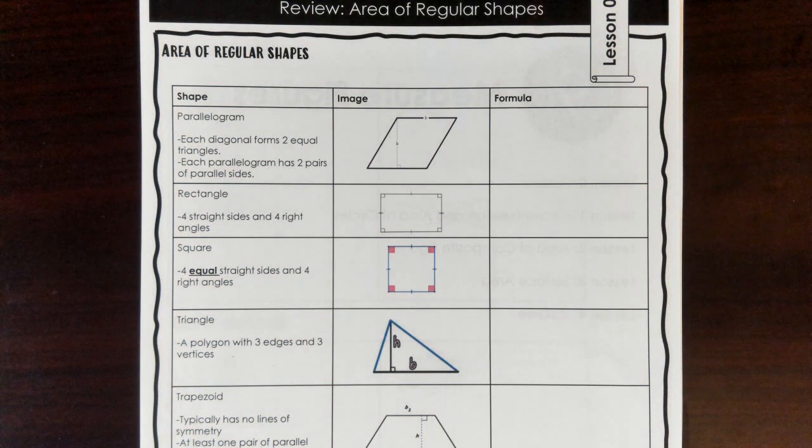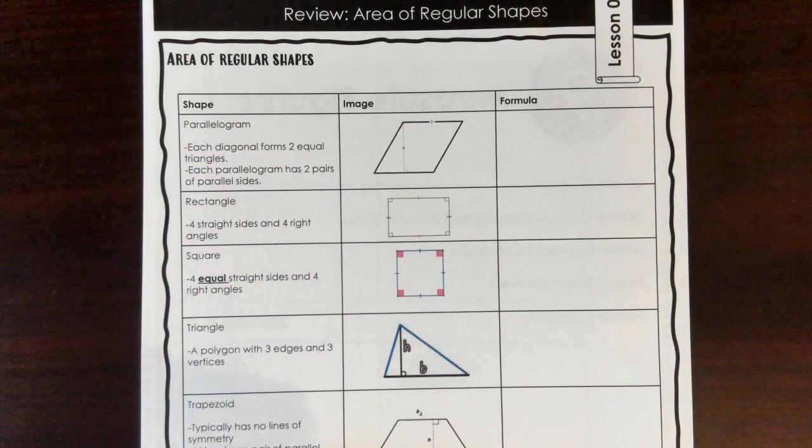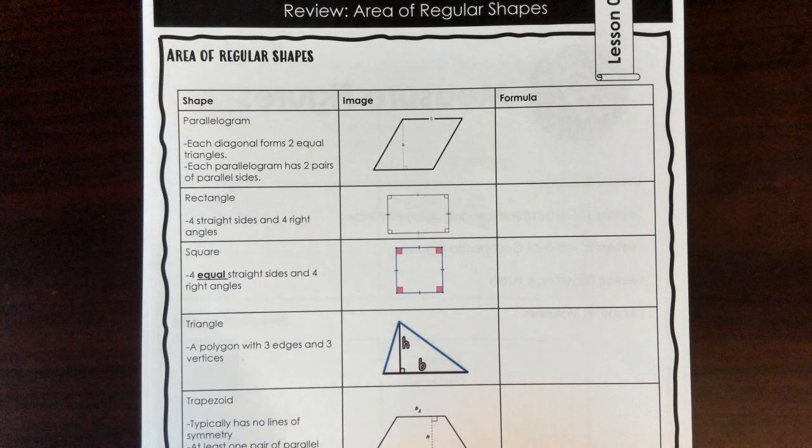For this lesson, we're going to be reviewing the area of regular shapes. This shouldn't be anything new for you guys. It's simply to help you prepare for our next lesson, which is finding the area of composite figures. So we're going to jump right in for this first one, and that's called a parallelogram.